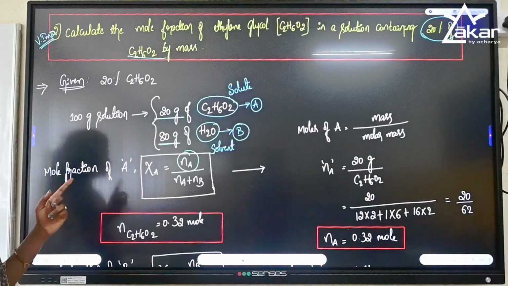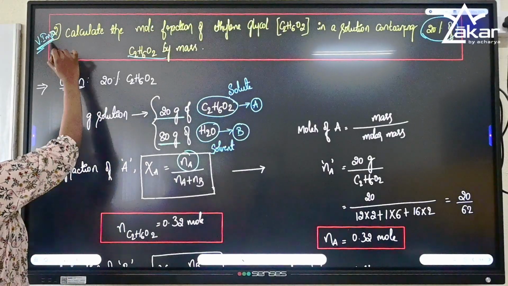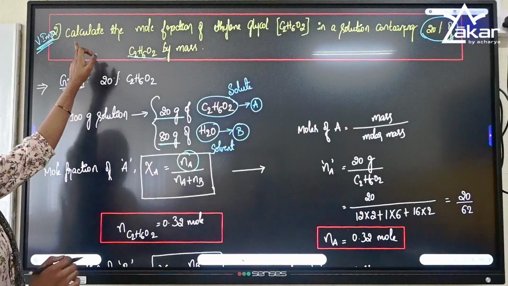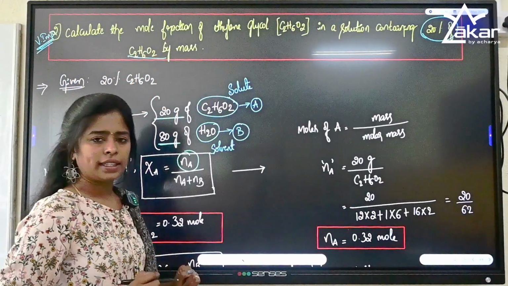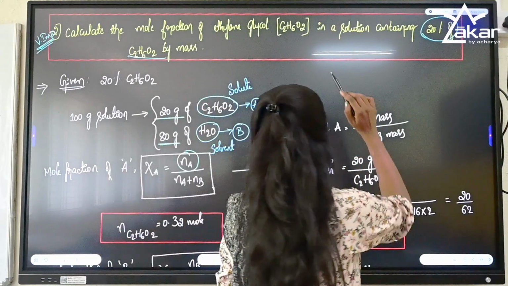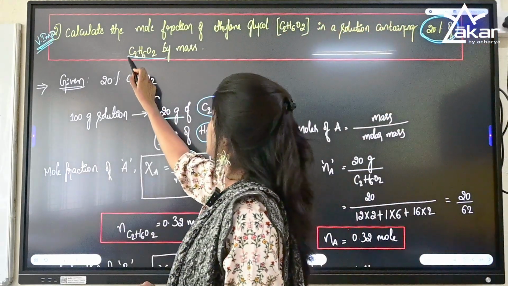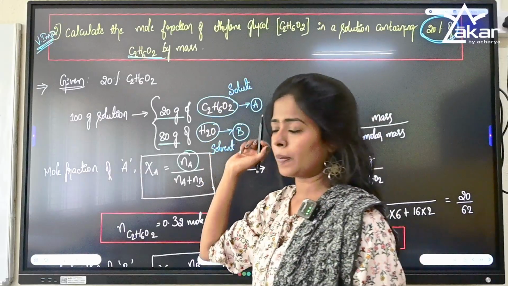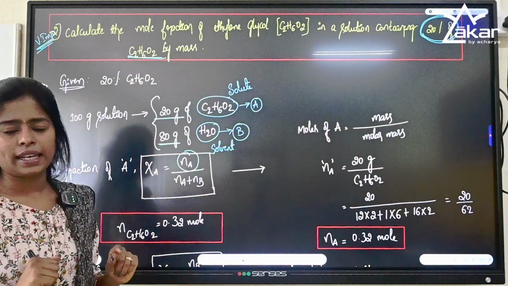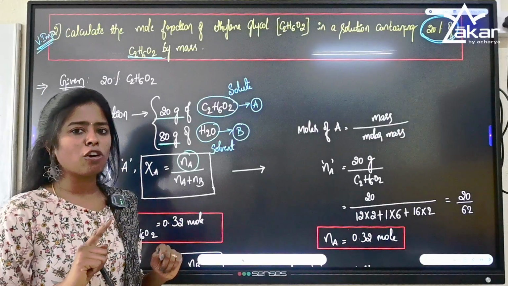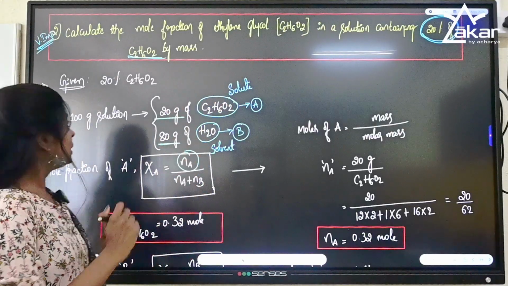So this is the second question, which is based on mole fraction, and this is very important for your board exam. Now read the question. Calculate the mole fraction of ethylene glycol in a solution containing 20% of ethylene glycol by mass. They are giving only one component, that is ethylene glycol. If they are giving only one component, you can consider the other component as water.